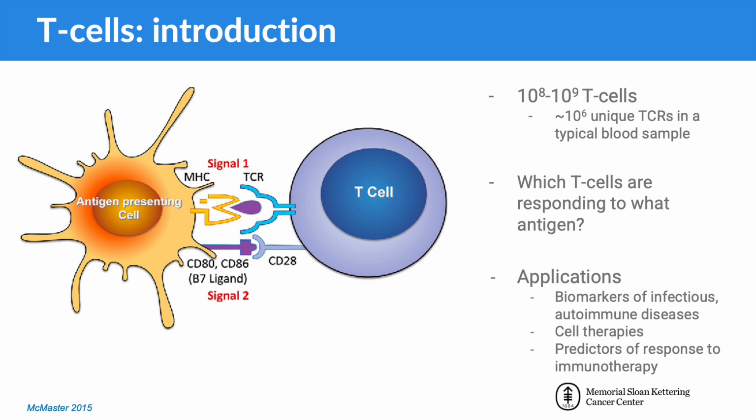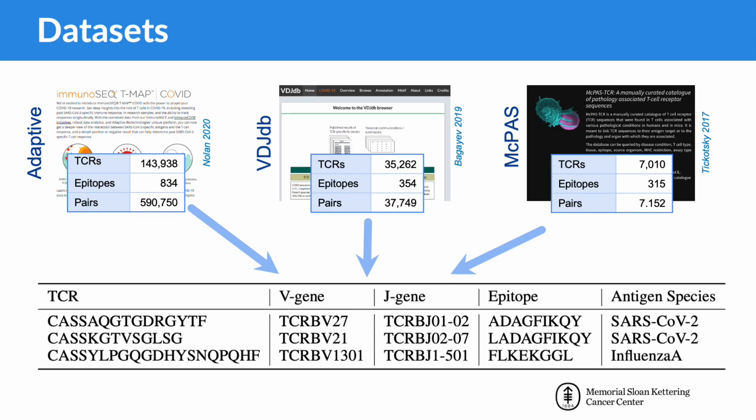Why would we want to know which T cells recognize which antigens? Because it would have very wide clinical applications. Knowing T cell specificities can help diagnose and monitor infectious and autoimmune diseases. There is, for example, an FDA-approved T cell-based COVID-19 test in the market. It would also help us design more effective cell therapies like CAR T cells and predict whether a cancer patient would respond to immunotherapy.